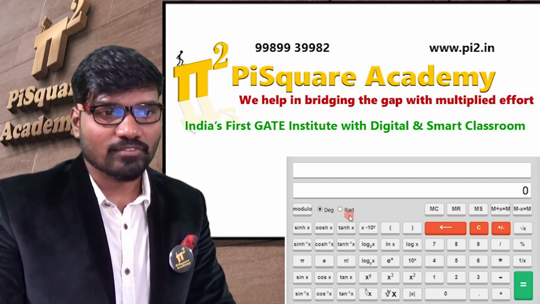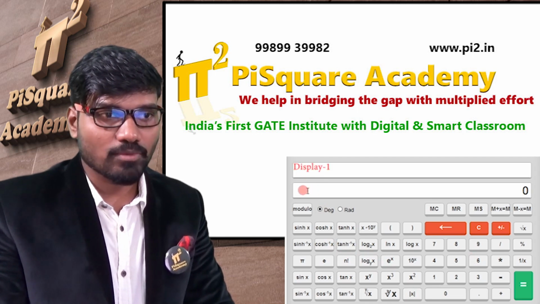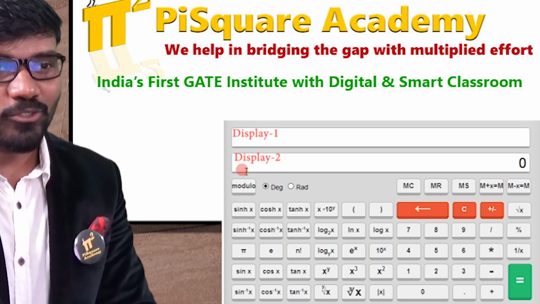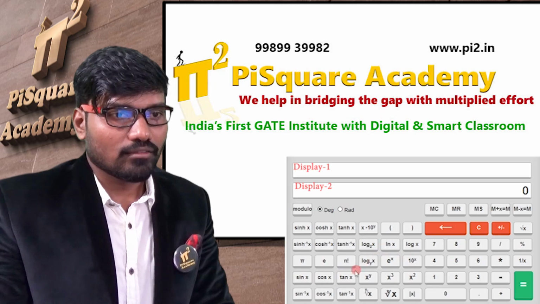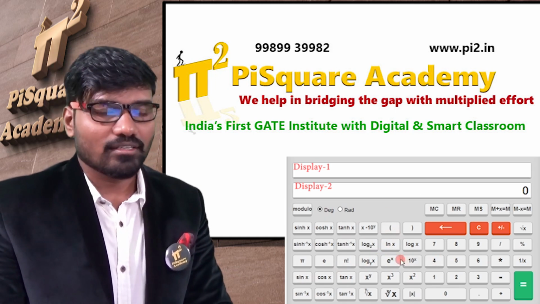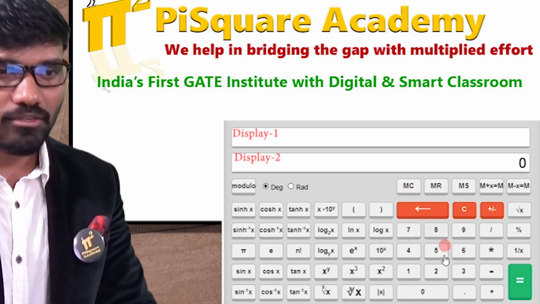This is the basic interface of the calculator. It has two displays. Let's call this one display 1, this display 2. I'll explain about these two displays a little while later. Display 2 is very important to understand. The calculator which will be provided to you will only function with the mouse. Keyboard will be disabled. Rather, throughout the GATE exam, your keyboard will be disabled. You need to work only with the mouse.